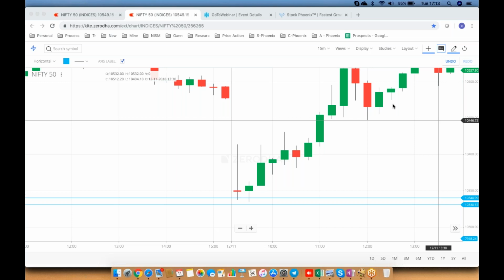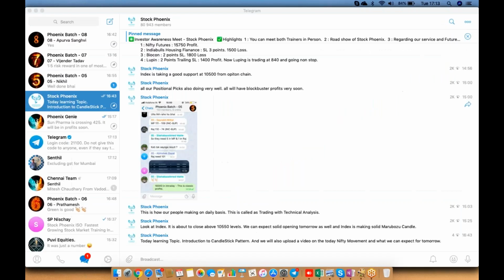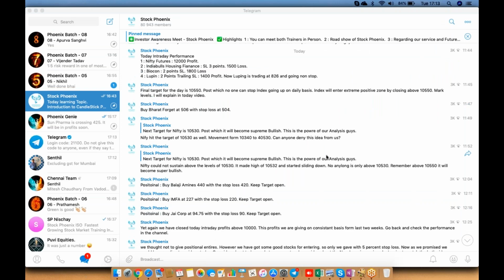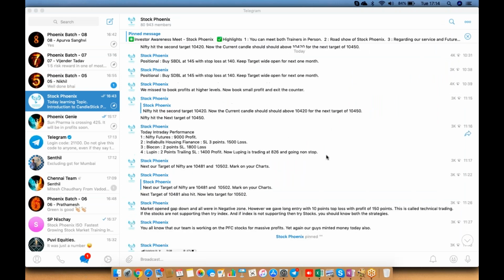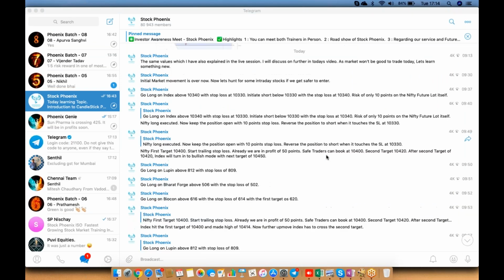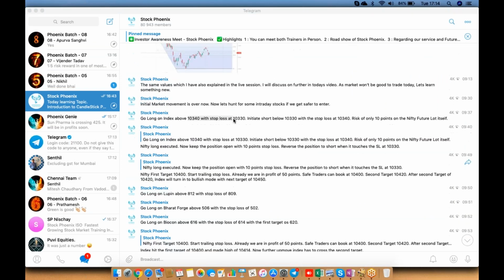The call was very, very calculated, and we knew that it might not go down further. If it goes down further, it will crash further. So clearly, I said in the morning: go long on the index at 10,340 with the stop loss of 10,330. Initiate short below 330 with the stop loss of 340. On both sides, I gave a long and short with a stop loss, with just 10 points of risk.